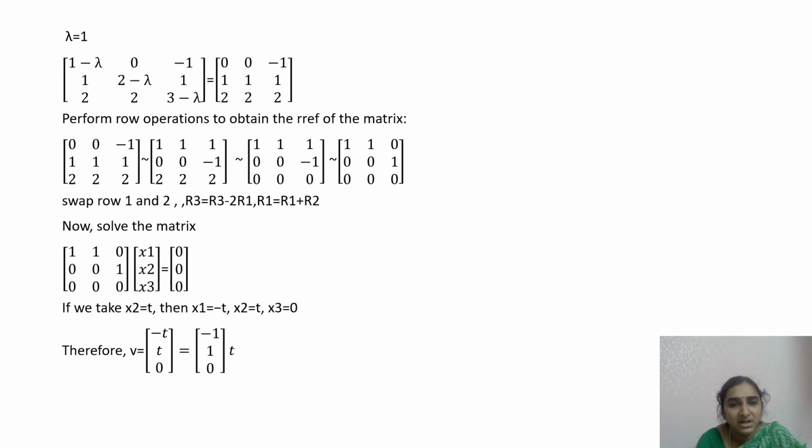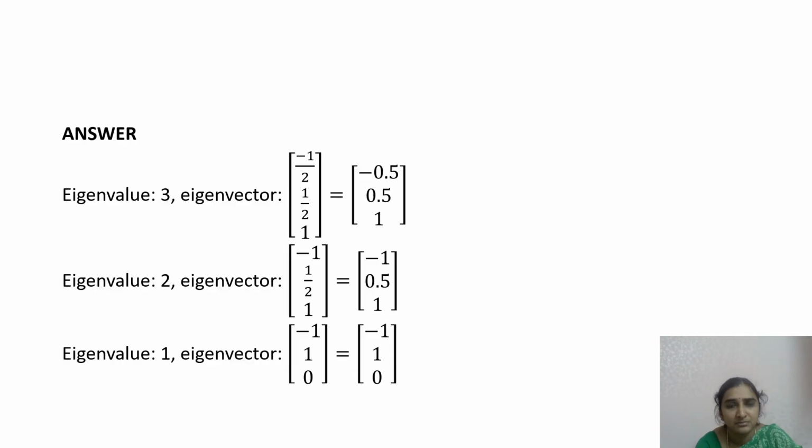Now solve the matrix [1, 1, 0; 0, 0, 1; 0, 0, 0]. Multiply the given matrix with the column matrix x1, x2, x3, which would be equal to the column matrix 0, 0, 0. If we take x2 equal to t, then x1 is equal to minus t and x3 is equal to 0. Therefore, v would be equal to minus t, t, 0.